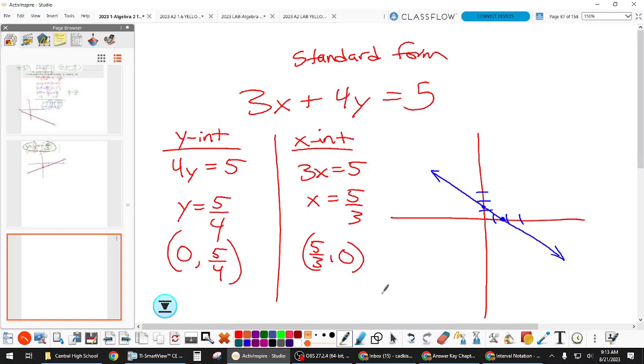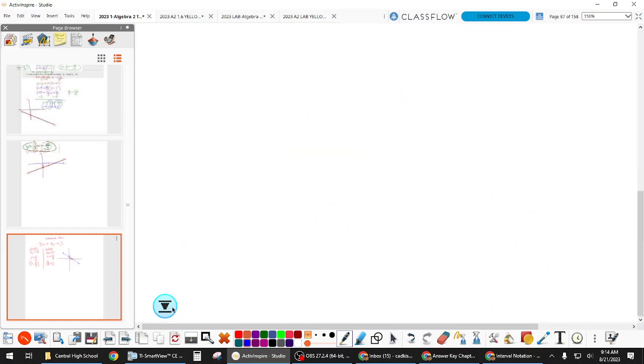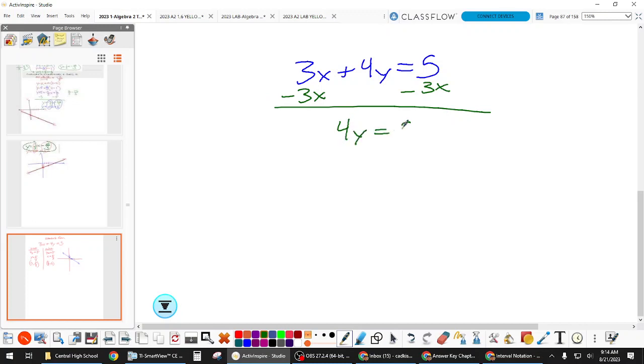Okay? So solve for the intercepts. You could also isolate y, and now you have slope-intercept form. But it'll give you the same line, so I think that's more work. I can show you how to do it. 3x plus 4y equals 5. If we want to get this y by itself, what do we need to do? Subtract 3x. Get rid of 3x. And then what? Divide by 4.